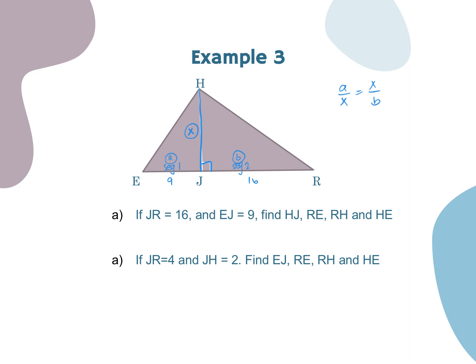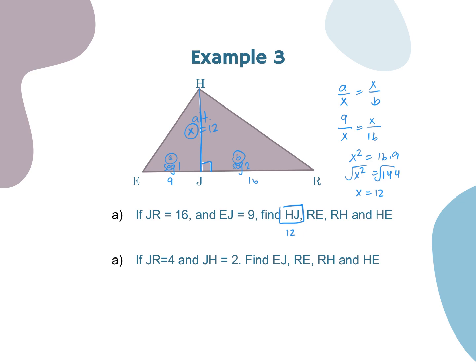So we can plug in these numbers. We've got 9 over x equals x over 16. X squared equals 16 times 9. X squared equals 144. And when we take the square root of it, we get that x equals 12. So guess what? Our altitude, which is also in this problem our geometric mean, is equal to 12. So HJ here is 12.